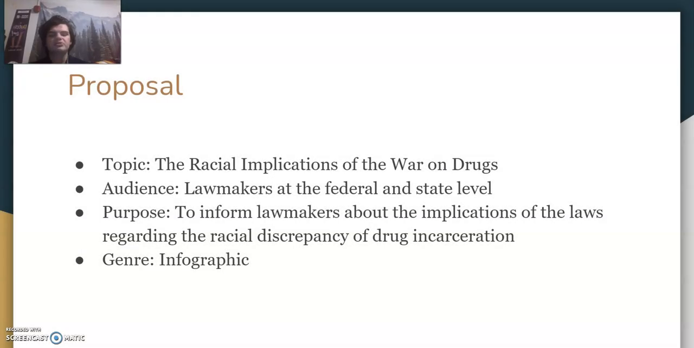The topic that I chose was the racial implications of the war on drugs. This was my topic of choice because I wanted to find out if the war on drugs was and still is an inherently racist movement. My target audience is lawmakers on the federal and state level who have the power to change these laws that were put forth during the war on drugs era. The overall purpose is to show these lawmakers how these laws are responsible for the racial discrepancy that we see in drug-related incarcerations. The platform of choice is an infographic created through Canva.